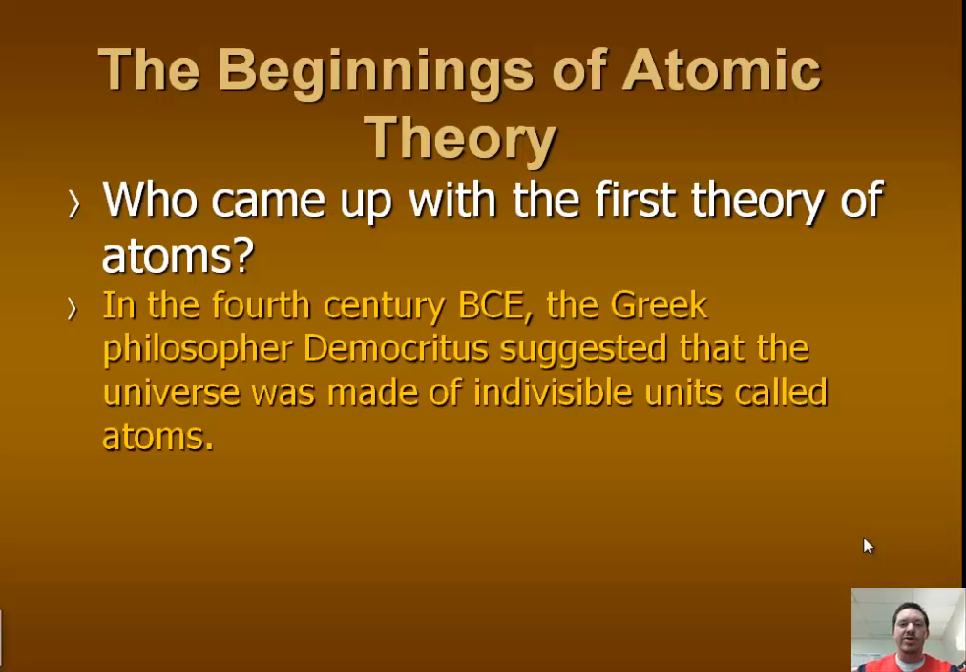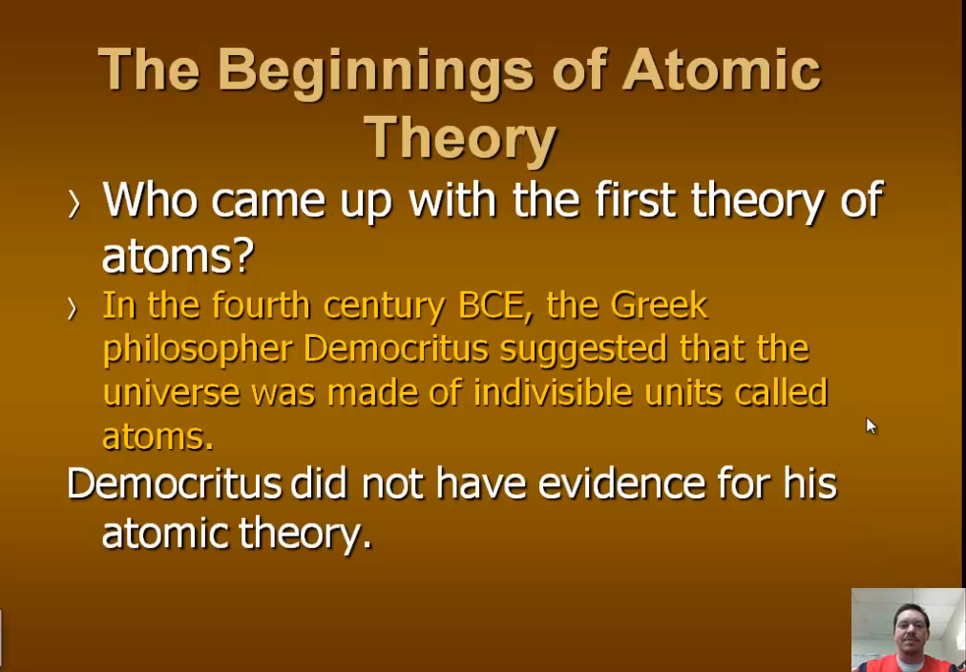So the first question we're going to start looking at. In the 4th century BCE, so before the Common Era, the Greek philosopher Democritus suggested that the universe was made of invisible units called atoms. So he was technically the first one to describe the term atom. However, Democritus was not able to collect any evidence for this atomic theory. So at this point, it probably wasn't considered a theory, more of a hypothesis or an idea.